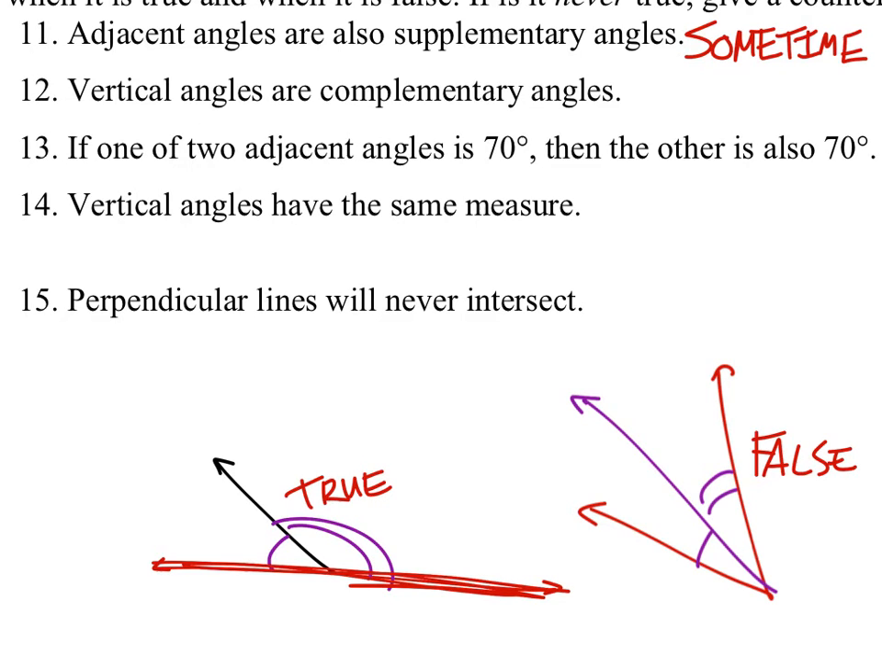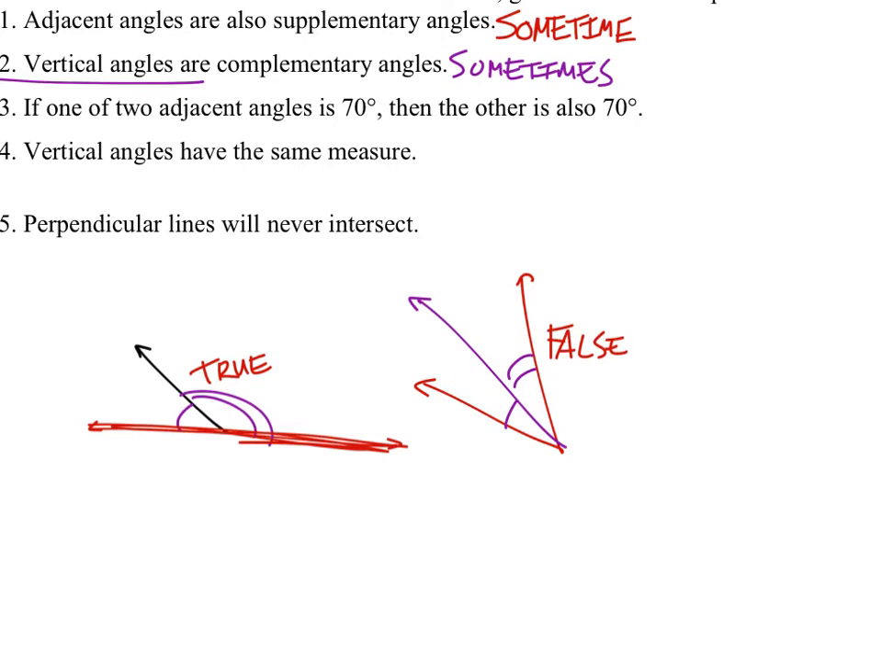So number 12, this one's looking at vertical angles are complementary. This is rare, but it's still sometimes. So let's look at the case where it is true. That's where we have a line like these, and then maybe something like this. Complementary, by the way, is 90 degrees. That means that this angle would have to be 45 degrees, which would make this one 45 degrees.